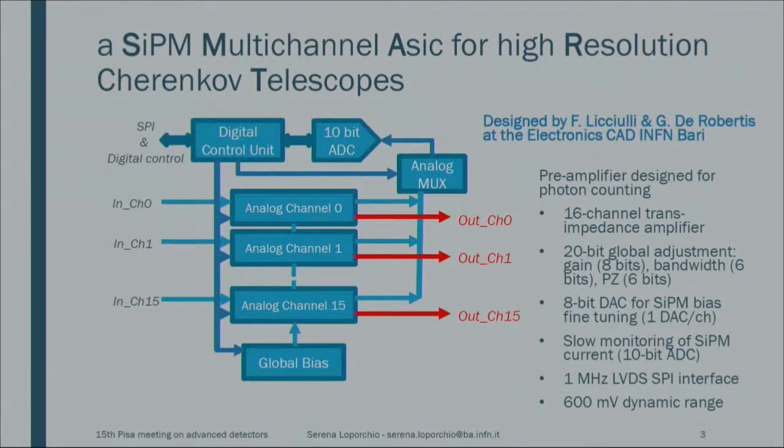The SMART, which stands for SiPM multi-channel ASIC for high-resolution Cherenkov telescopes, has been developed by Francesco Licciulli and Giuseppe De Robertis with the support of the electronic CAD of INFN Bari. And it is a preamplifier which is optimized for photon counting. This preamplifier has 16 input channels with a transimpedance amplifier, and each of these channels can be adjusted using a 20-bit global adjustment to fine-tune the gain, the bandwidth, and the pole zero network of each one of these 16 channels.